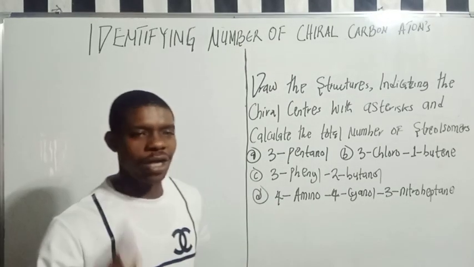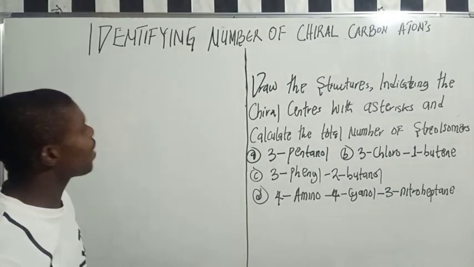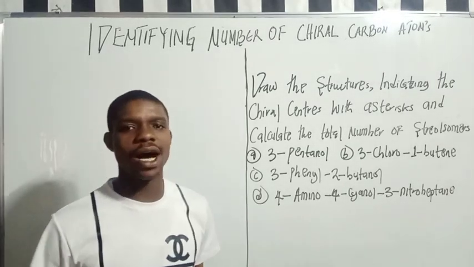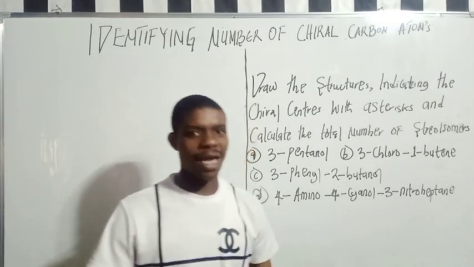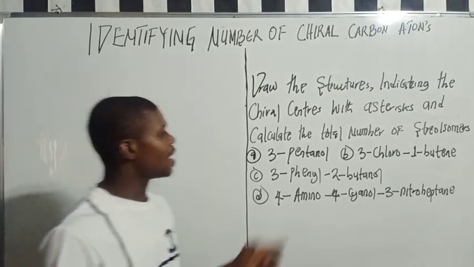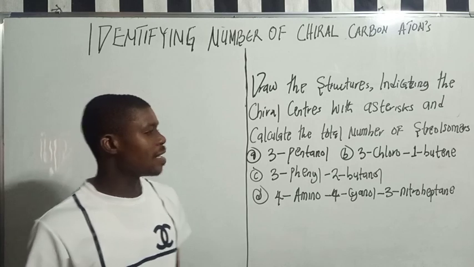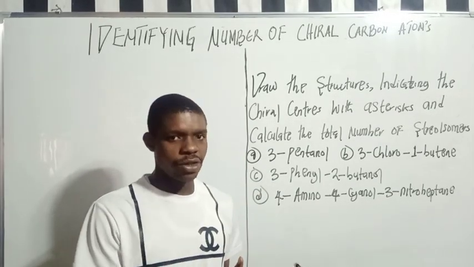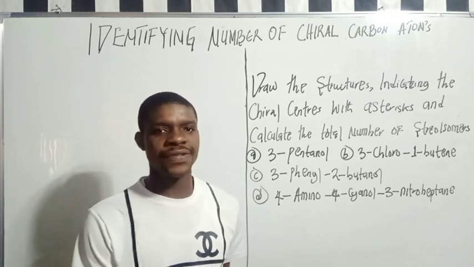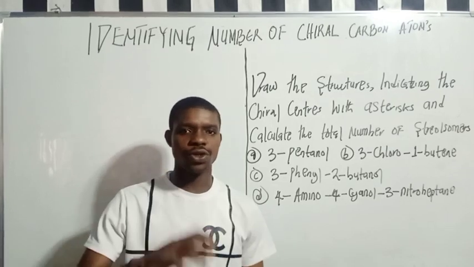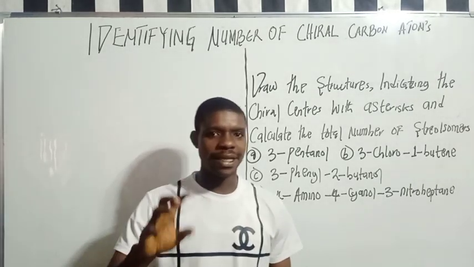In this video, we are going to talk about identifying numbers of chiral carbon atoms, and this is going to be under optical isomerism. I just want to use this video to explain how to identify the chiral center and how to calculate the number of stereoisomers a chiral molecule has. So you really want to stick to the end of this video. Many students still have issues with this kind of question, so I want to use this video to explain everything to you.